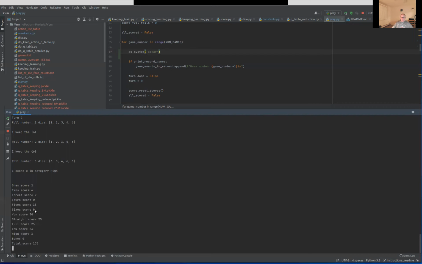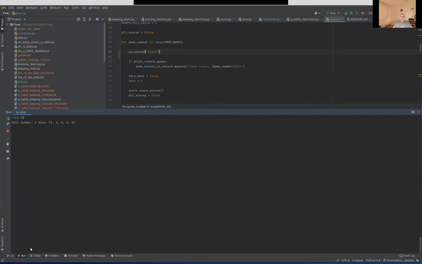But you see the 6s were available to score, but he figured at the end of this turn that he only had 2 6s, and that was not really enough to make it worthwhile to score in the 6s. Okay, so let's see if that can be improved. So we've got only the 4s left and the 6s left.